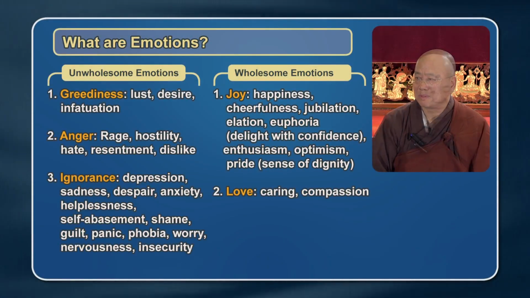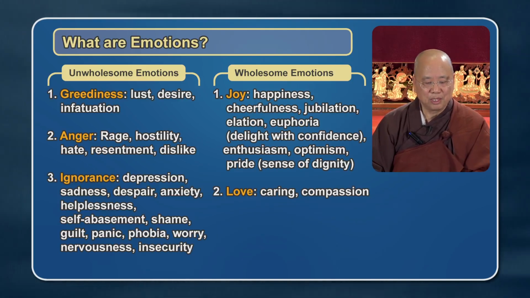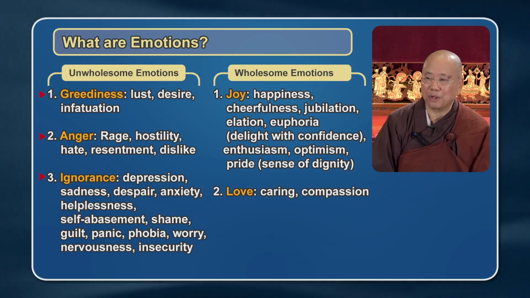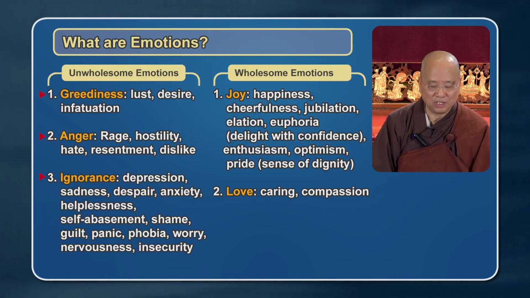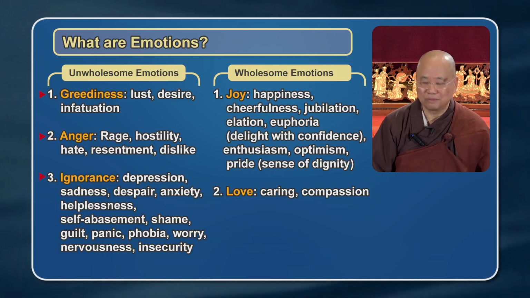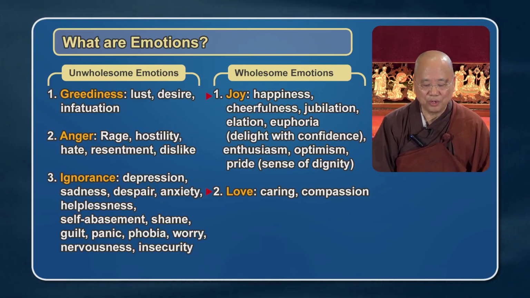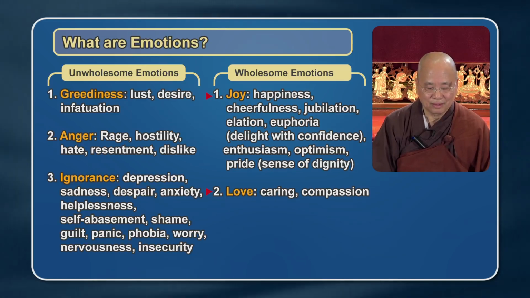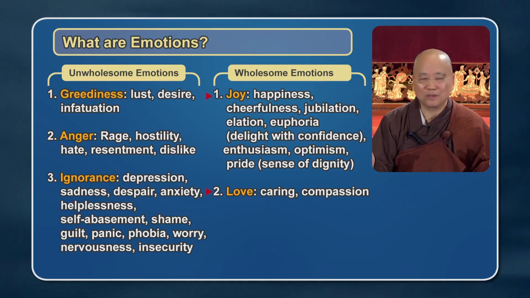What are emotions? We have unwholesome emotions and wholesome emotions. Unwholesome emotions: greediness, lust, desire, infatuation, anger, rage, hostility, hate, resentment, dislike, ignorance, depression, sadness, despair, anxiety, self-abasement, self-obsession, self-pity, phobia, worry, nervousness, insecurity. The list is inexhaustible. Wholesome emotions: joy, love, we call it happiness, cheerfulness, jubilation, elation, euphoria, enthusiasm, optimism, pride, sense of dignity, love, caring, compassion. So these are basically daily understandable emotions.